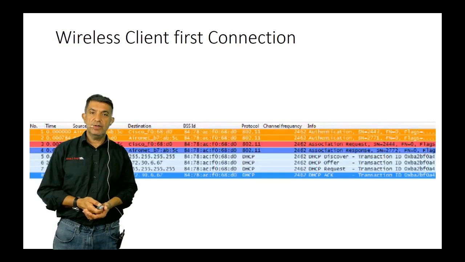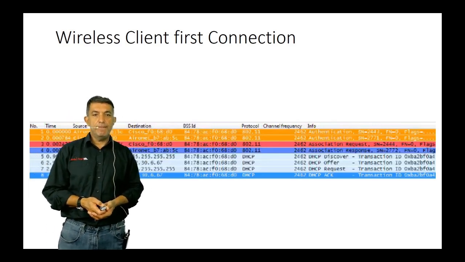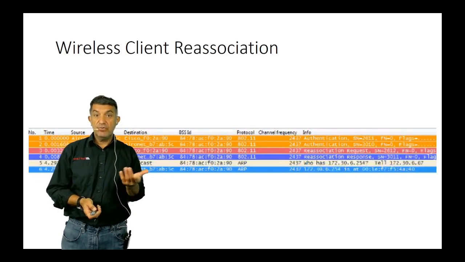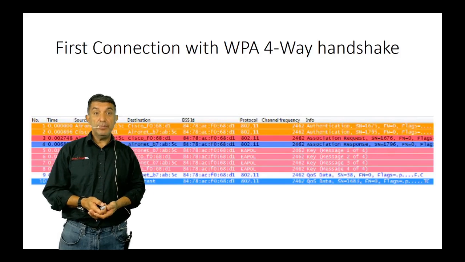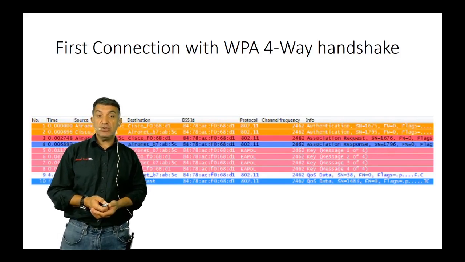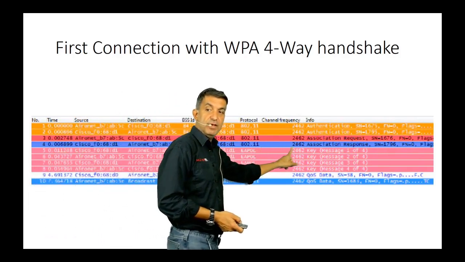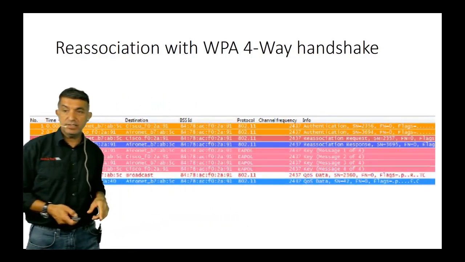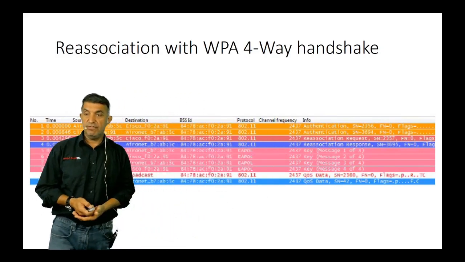Okay, here I have some packet capture with Wireshark for you as a reference. This is the first connection, reassociation, the WPA four-way handshake, first connection. As you see here, you have the association, the first association, and then this is the reassociation here, and the four-way handshake.